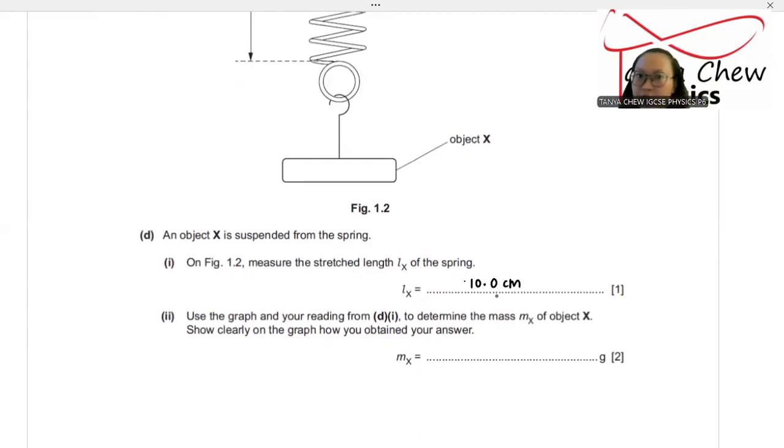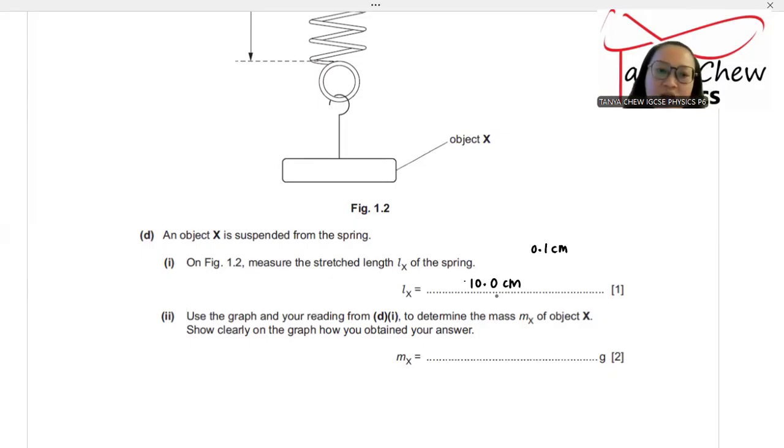But before that, remember you are using a cm rule. What is the sensitivity of the cm rule? Sensitivity means the smallest scale on the cm rule, which is 0.1 cm. So since you have already determined the sensitivity of the cm rule that you are using to measure the length of x, the readings that you record must follow the decimal point of the sensitivity of your cm rule, which is 1 decimal point. So 10.0 is the answer, 10.0 cm.